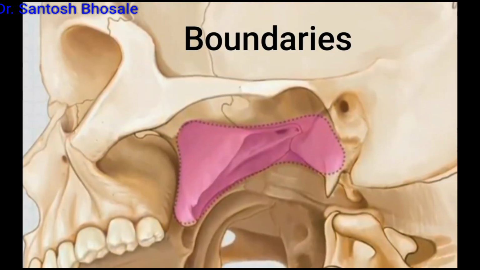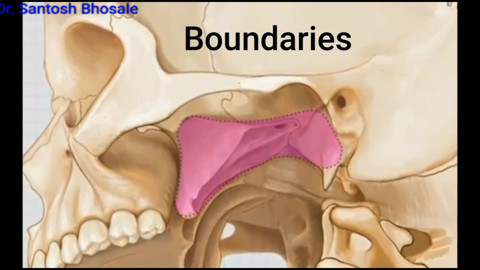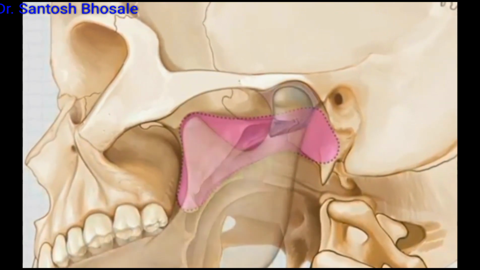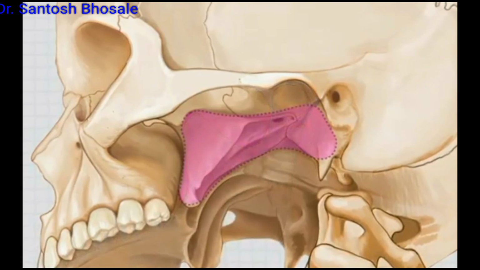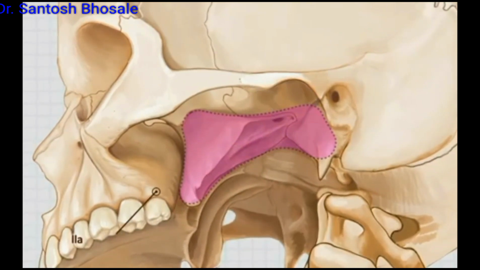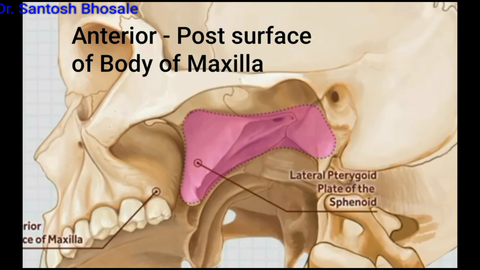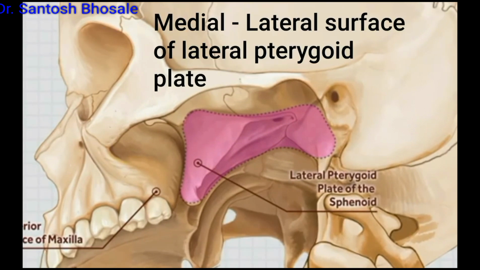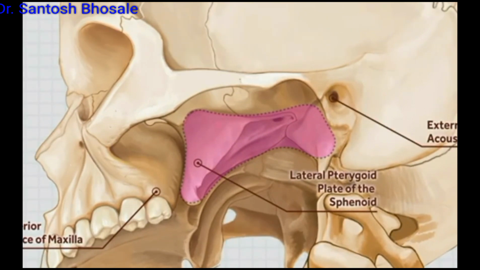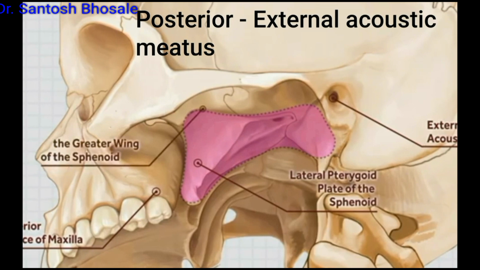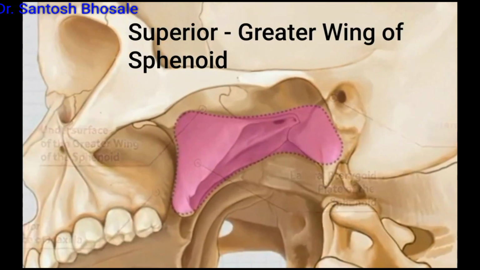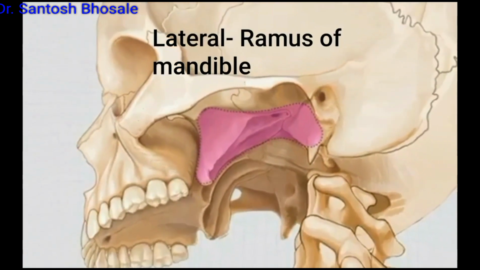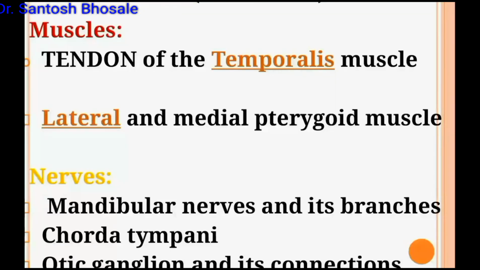So you can see here these are the boundaries, and you can see the outline of the infratemporal fossa there. You can see the mandible is there. We have removed the mandible here. So the mandible forms the lateral boundary. Anteriorly the posterior surface of the body of the maxilla, medially the lateral surface of the lateral pterygoid plate, posteriorly the external acoustic meatus, superiorly the greater wing of sphenoid, and laterally the ramus of the mandible.